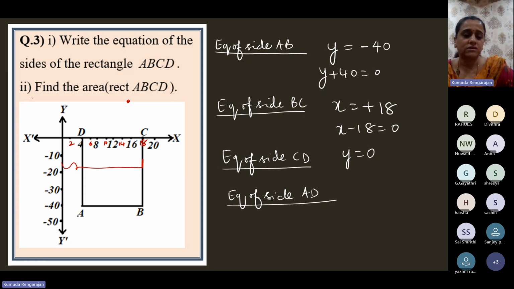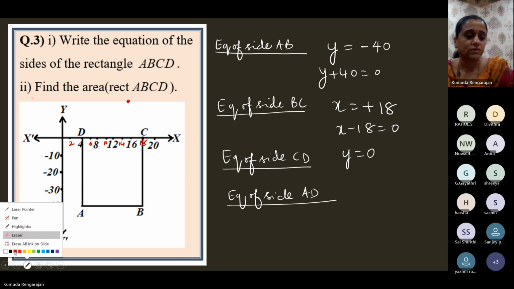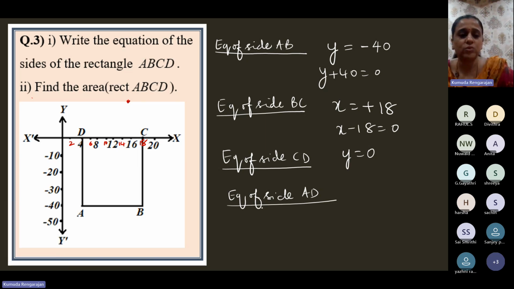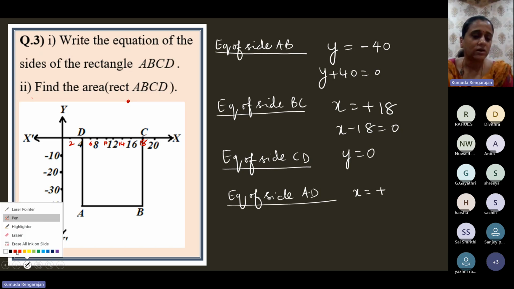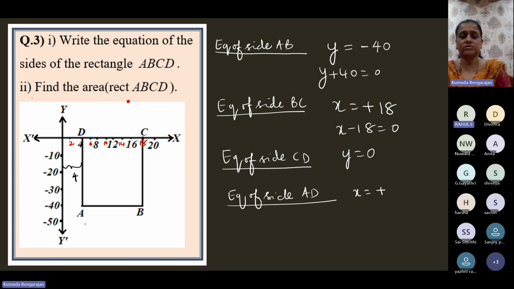Okay, equation of side AD. Now AD is parallel to the y-axis. So its equation will be of the form x is equal to a number. Now AD is to the right of the y-axis, so it will be positive. And the distance of AD from the y-axis is 4 units. So x minus 4 is equal to 0 is the equation of the side AD.